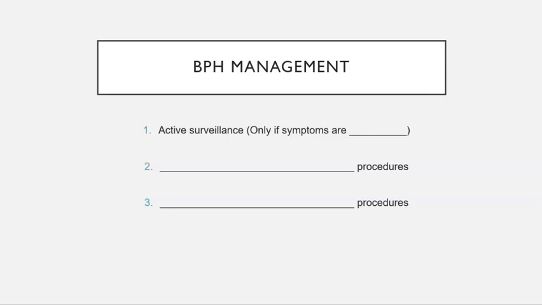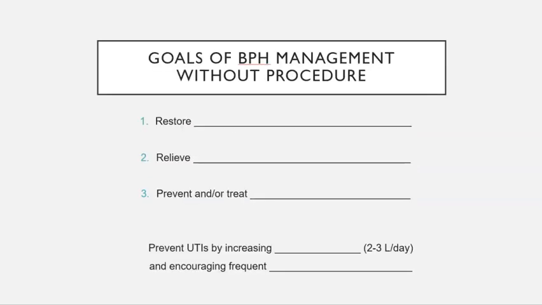BPH management. If symptoms are mild, you can do active surveillance, which is waiting and watching. If symptoms are more problematic, we can do a non-invasive procedure or an invasive procedure. Goals of BPH management without a procedure are to restore urine flow, relieve symptoms, and prevent and/or treat complications. Also note that to prevent UTIs, increasing fluids to 2 to 3 liters per day and encouraging frequent urination should be taught to your patient.